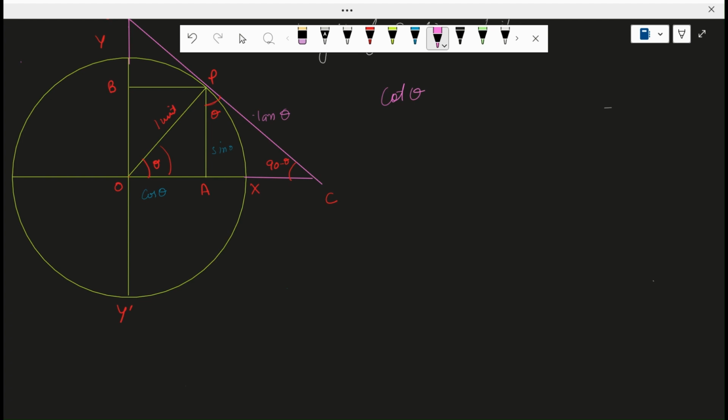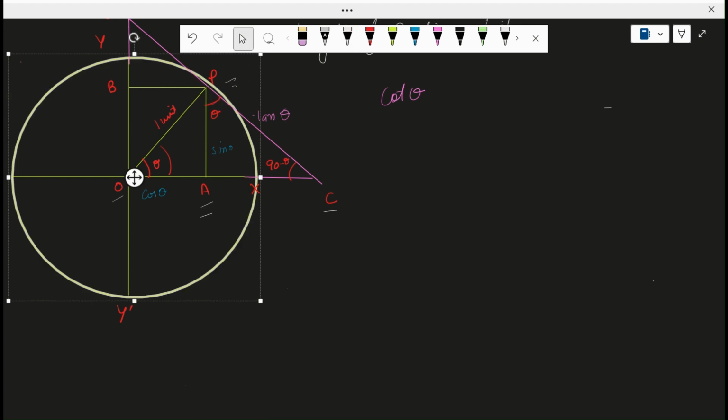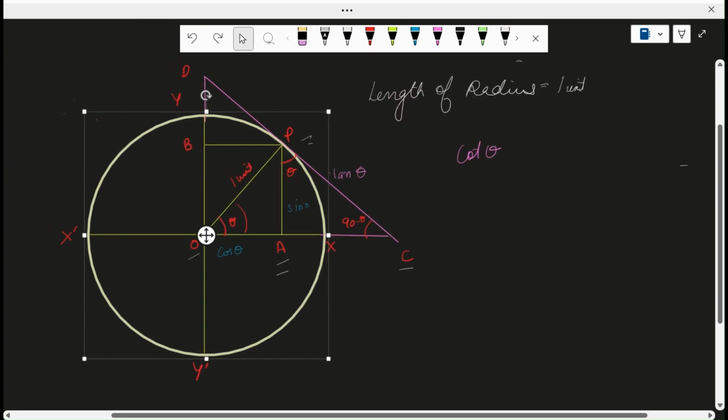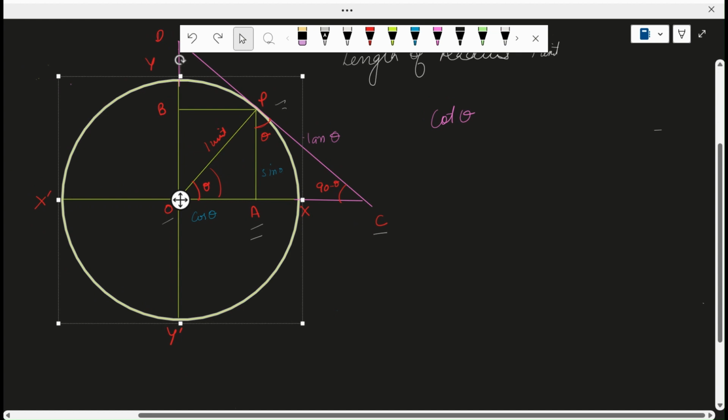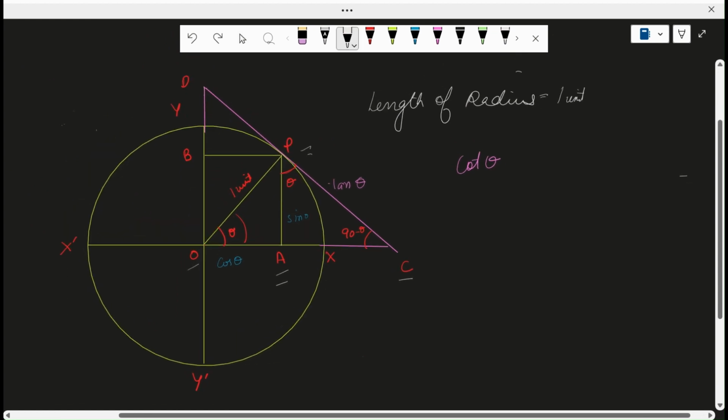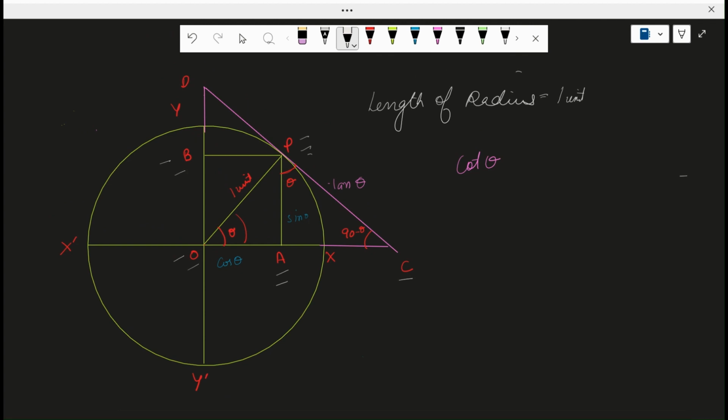Cot theta. First we had seen both the triangles OAP and CAP. Now we will see the triangles OPB and BPD.